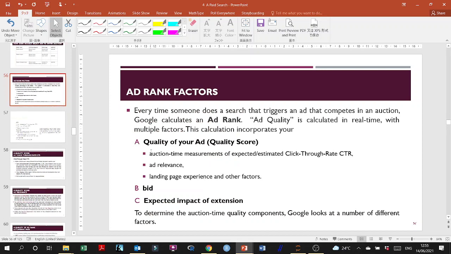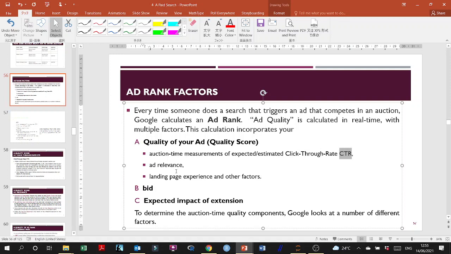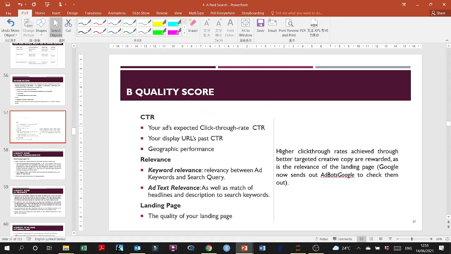Over here, let's talk about the quality of your ad, or the quality score. The quality of your ad, in fact, depends on the relevance, the click-through rate, and the landing page. First, let's talk about the click-through rate. The click-through rate has three main points. The first point is your expected click-through rate, which takes into account your historical past click-through rate.